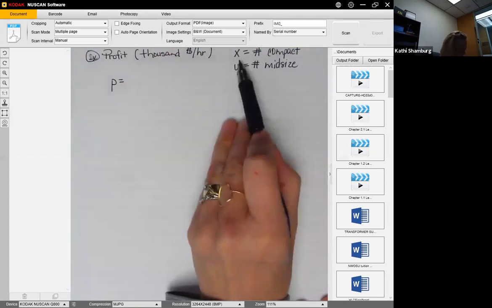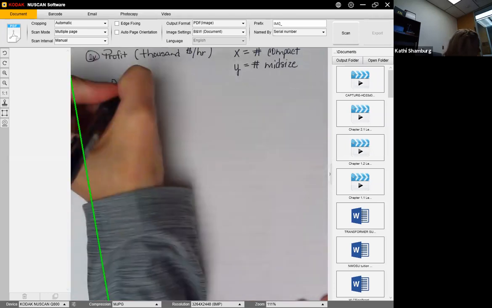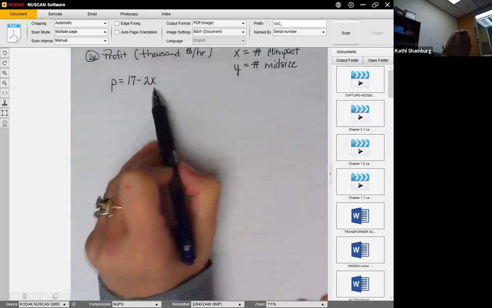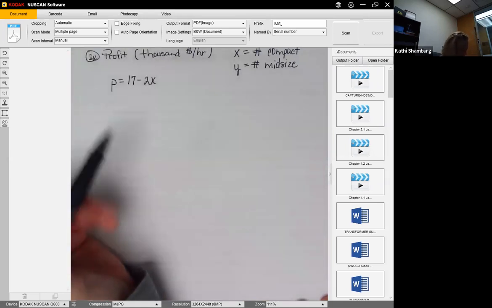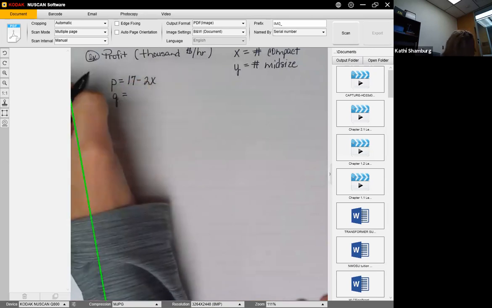All right, so let's assume you're given the price function for the compacts. So compacts is your X variable, and you are given 17 minus 2X. So if we knew the number, we would substitute that in and find the price. And then for the midsize, you are given 20 minus Y.